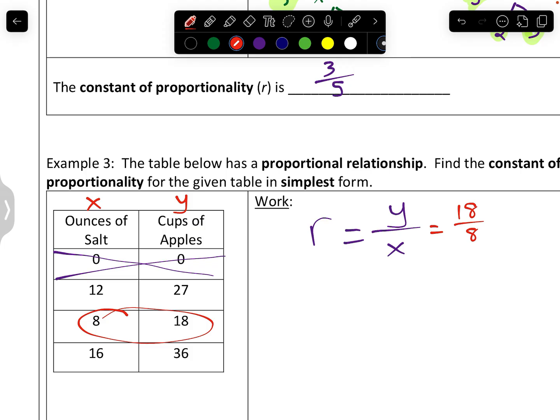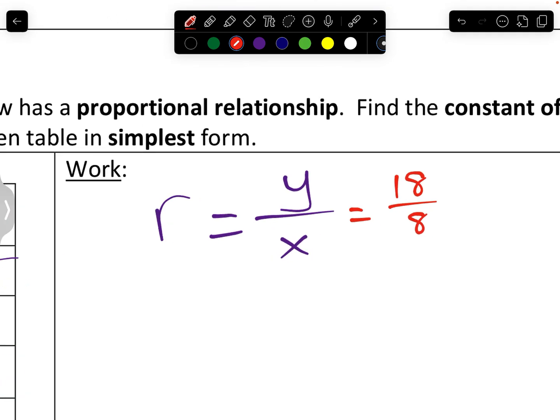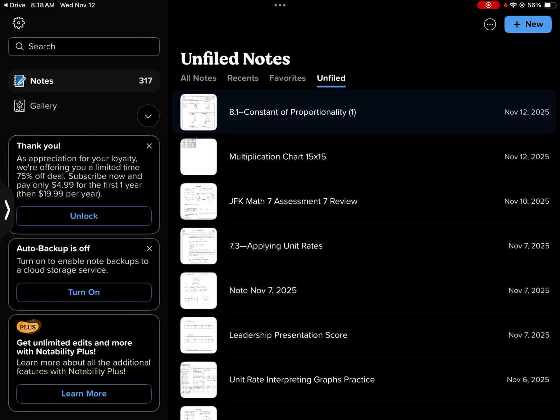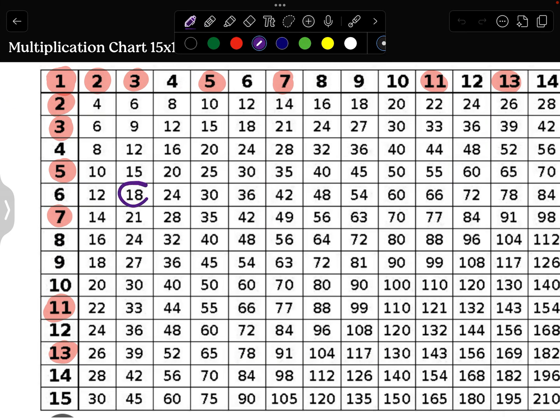So now our X and Y actually have some meaning, okay? We've got apples, which is Y, and salt, which is X. Same thing, though, as the last time, yeah? But hey, let's not worry about the wording right now. Let's just break these numbers down. So 18, let's break that down. Let's go to our chart if you need. Here's 18. And that's 6 and 3. 6 times 3. Cool.